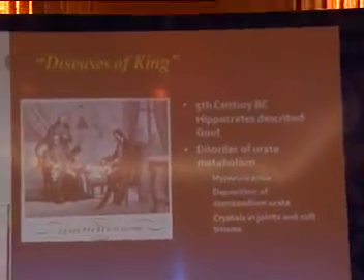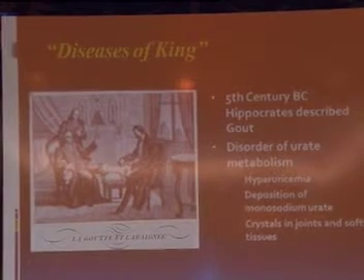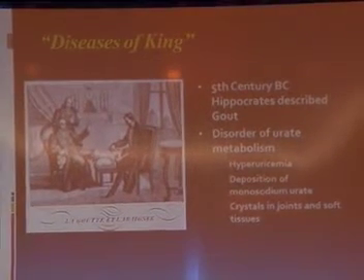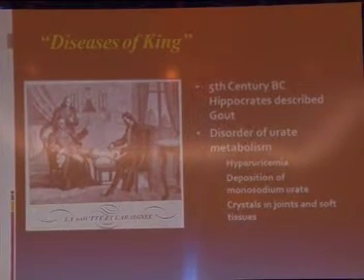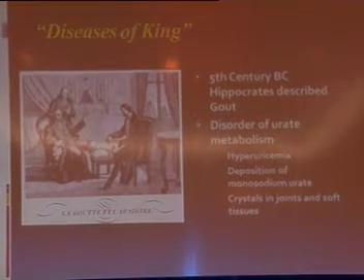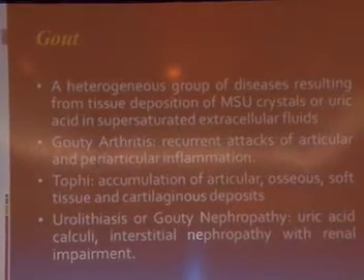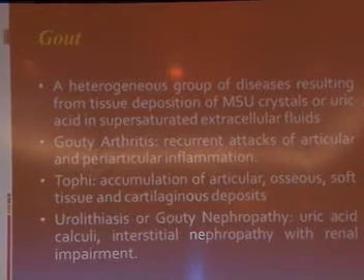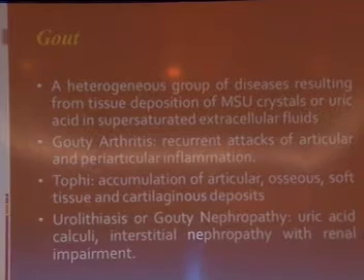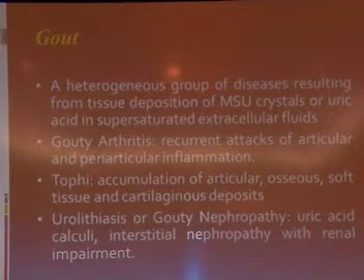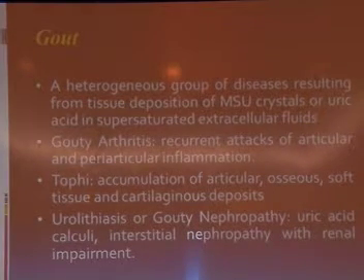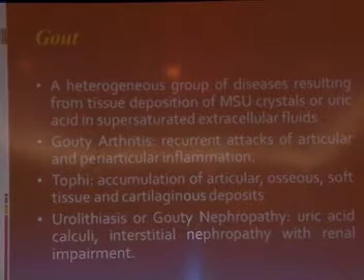Now, as we all know, what is gout? It's basically a disorder of urate metabolism in which we have hyperuricemia, whereas we have deposition of monosodium urate crystals in joints and soft tissues. It's a heterogeneous group of diseases which results from tissue deposition of monosodium urate crystals or uric acid in supersaturated extracellular fluids.